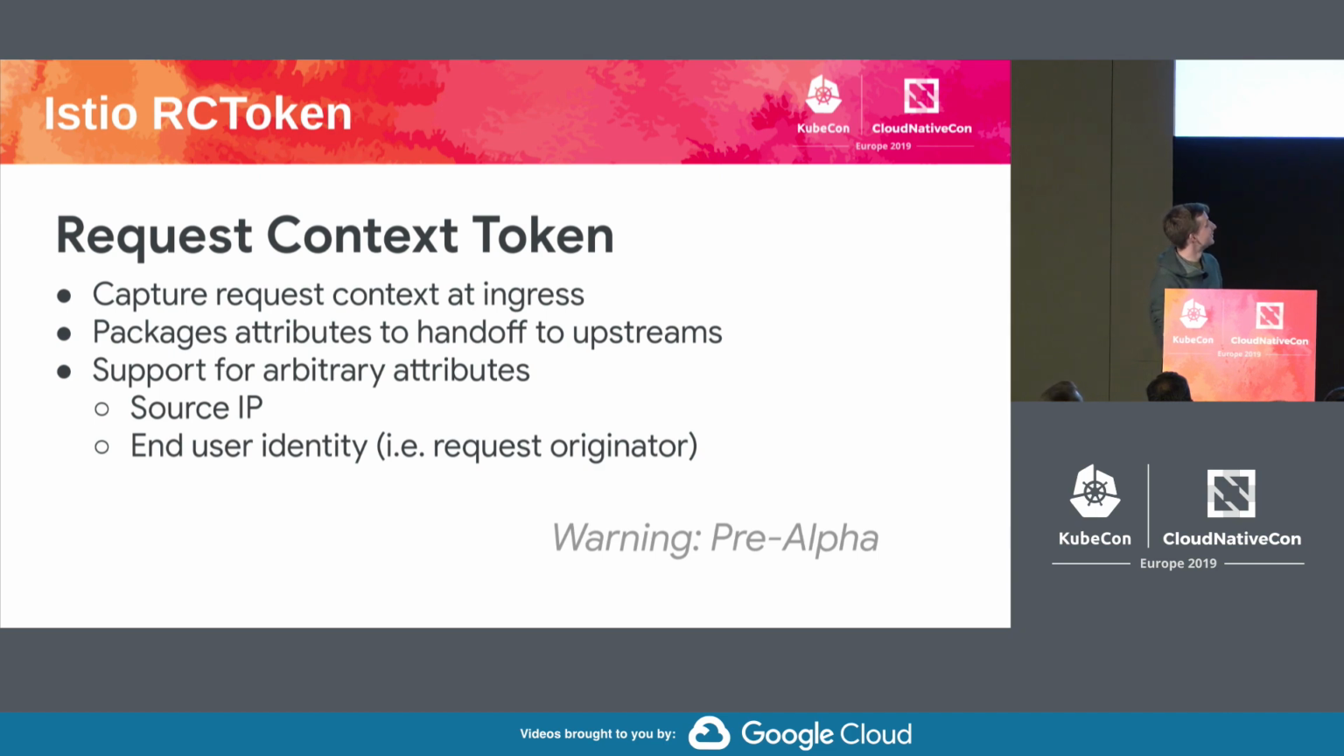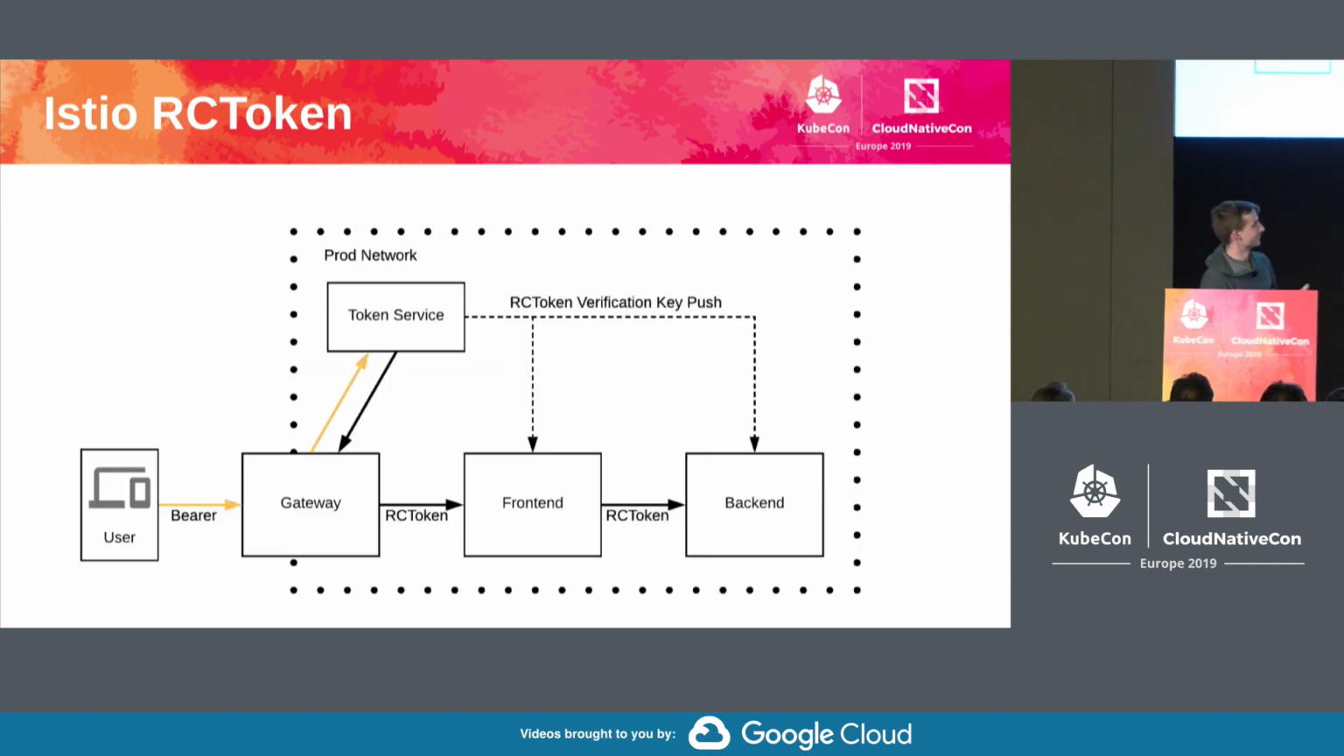So to dig into how this actually works, the user sends potentially a bearer token or some other form of end user authentication to the gateway. Gateway sends that bearer token and some request context to the token service. Token service returns an RC token. Gateway passes that RC token in a side channel down the service call stack. In an out-of-band channel, an RC token verification key is pushed to all applications running in the cluster so that they can verify those incoming RC tokens and trust that those assertions were made by the gateway and the token service.